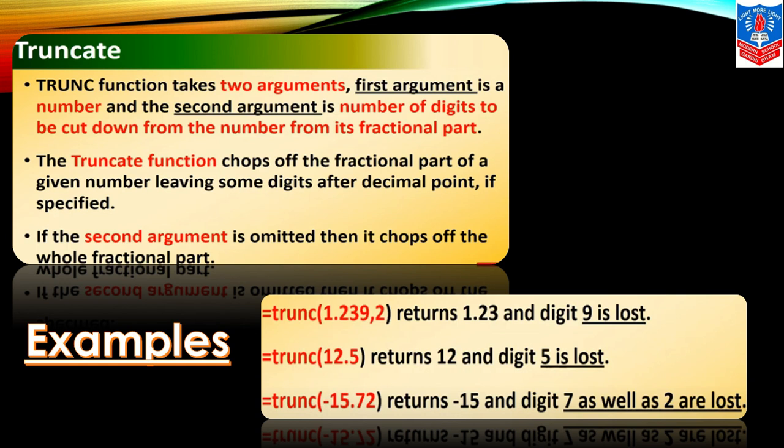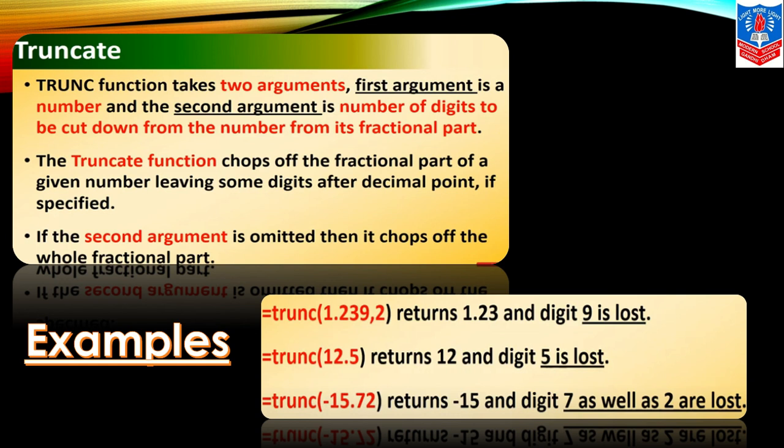You can say the truncate function chops off the fractional part of a given number, leaving some digits after the decimal point if specified. अगर हमने कुछ डेसिमल पॉइंट के डिजिट्स दिए हैं तो उनको स्पेसिफाई करते हुए ट्रंकेट फ्रैक्शनल पार्ट के नंबर्स को कट कर देगा या रिमूव कर देगा. Okay, if the second argument is omitted then it chops off the whole fractional part. अगर हमने सेकेंड आर्ग्यूमेंट नहीं दिया तो ये पूरे के पूरे फ्रैक्शनल पार्ट को रिमूव कर देगा, राइट?